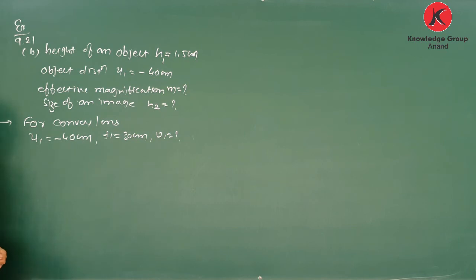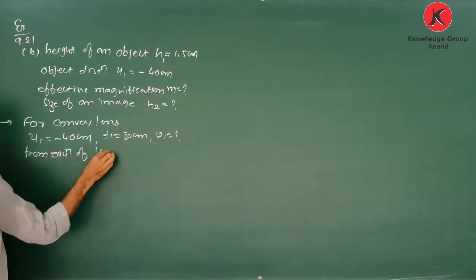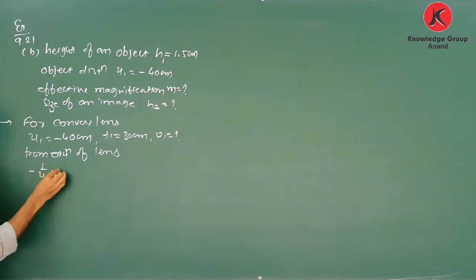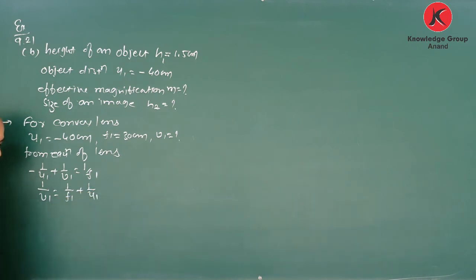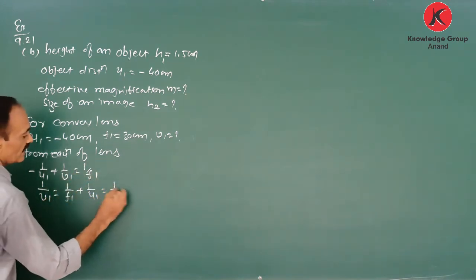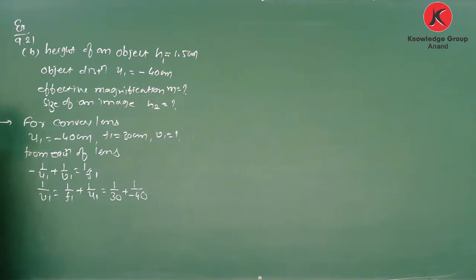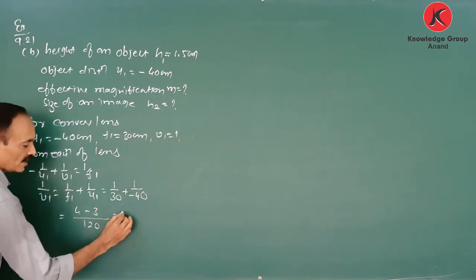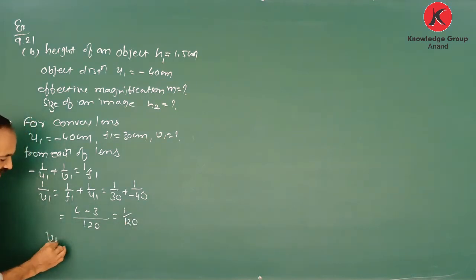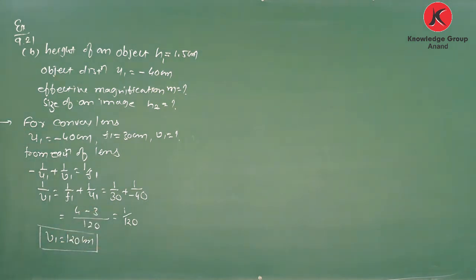Okay, now for that purpose, the equation of lens: minus 1 upon u1 plus 1 upon v1 is equal to 1 upon f1. Therefore, 1 upon v1 is equal to 1 upon f1 plus 1 upon u1. Substitute the value. So 1 by 30 plus 1 upon minus 40. So here the LCM is 120. So here 4 minus 3. Therefore, 1 by 120. Therefore, v1 is equal to 120 centimeter.